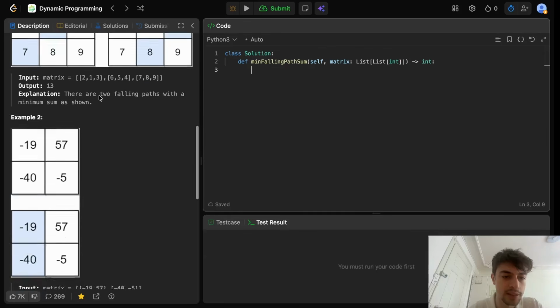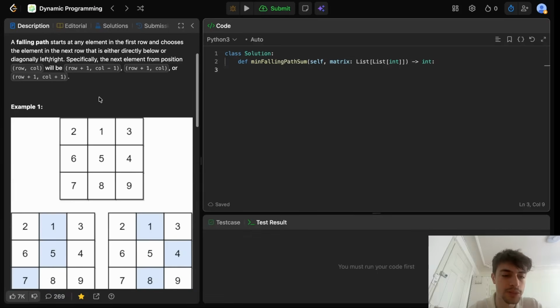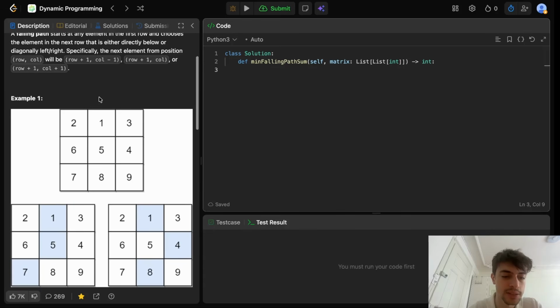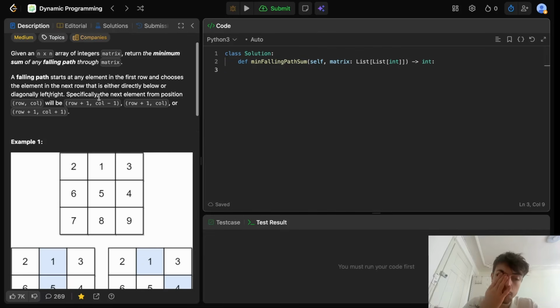Guys, can I say that this is basically the repetition of the triangle problem? And if not, it's easier.